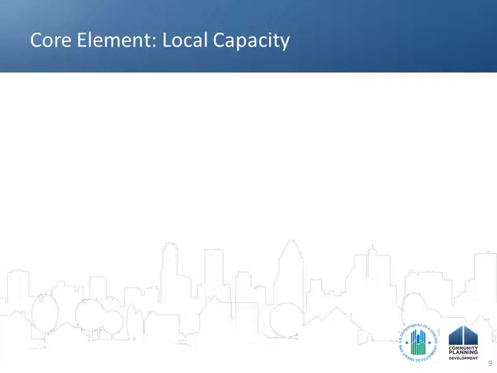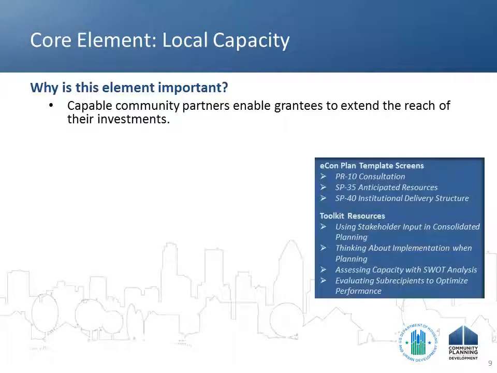The involvement of community partners is essential to consolidated planning for several reasons. Partners provide grantees with an understanding of community needs as they know them on the ground. Their input helps grantees design programs that work well. They help grantees implement programs and bring resources to the table.